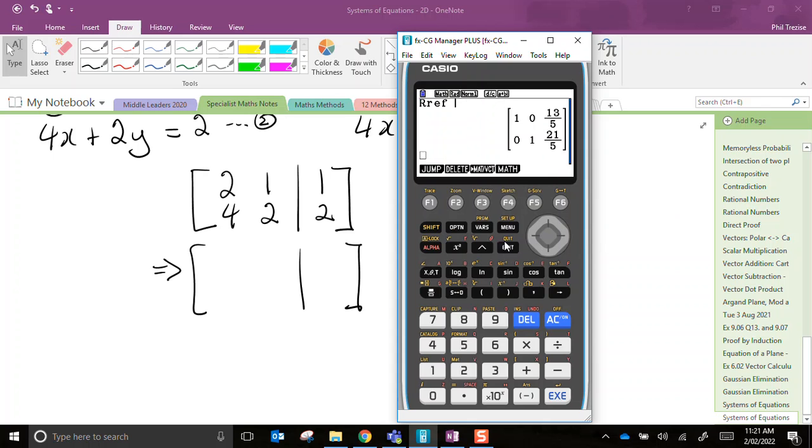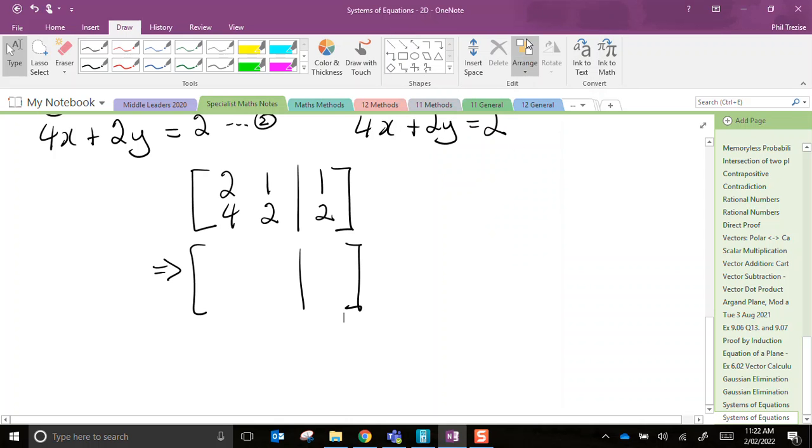Let's go back and put a matrix there, which is a 2 by 3 matrix. My matrix is 2, 1, 1, 4, 2, 2. And look what's happened when we do our reduced row echelon form. Let's just copy that down.